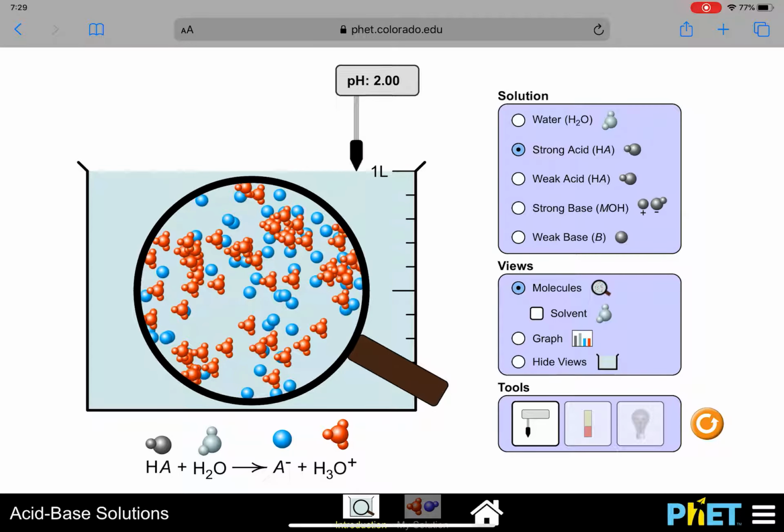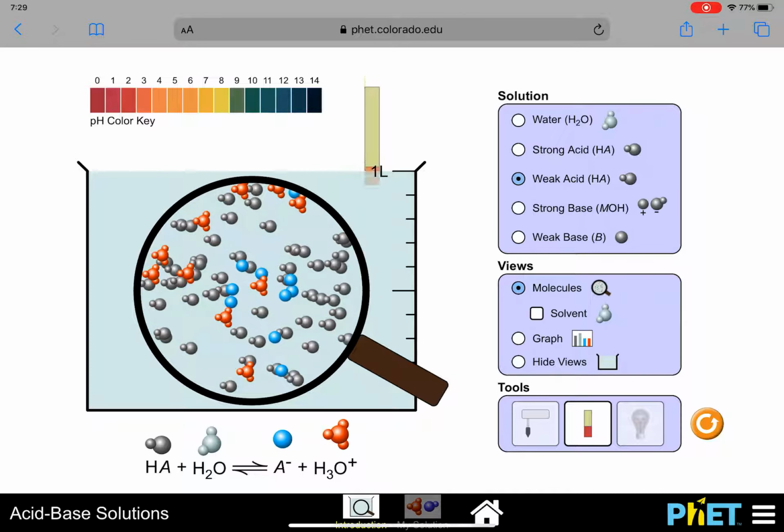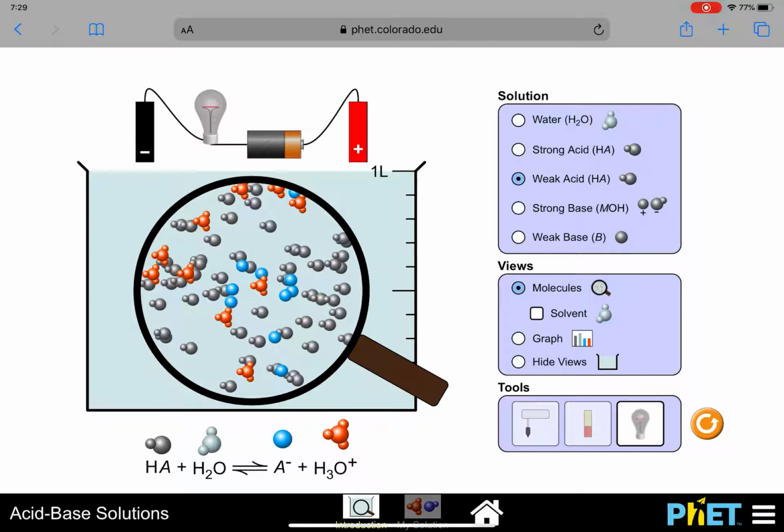We also have litmus paper. We have a color key on the left, and we have our litmus paper you can drag and drop or hold. If we put it in the solution, we get a color. This is a strong acid solution, so if we compare it to our color key, we can see that's around a pH of 2. If we switch to weak acid, we get a different color, one that's closer to 4, 5, or 6.